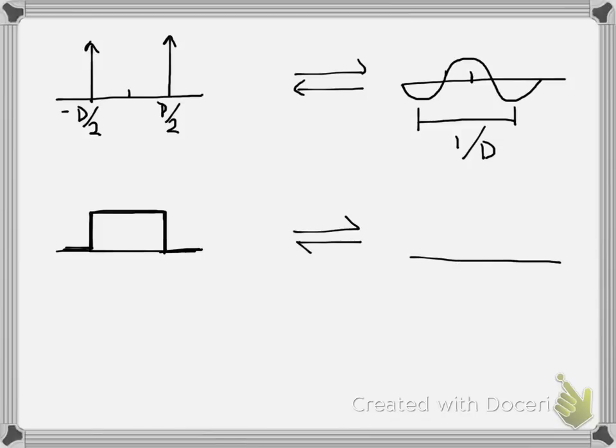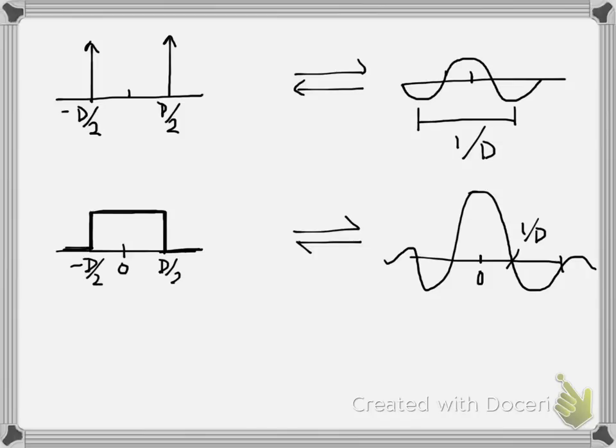looks like a sinc function. And it looks like this, with a taller peak in the middle, and each 0 is separated by, so if this is 0, then this is 1 over d, where this is 0, this is negative d over 2, this is positive d over 2, and this is negative 1 over d.